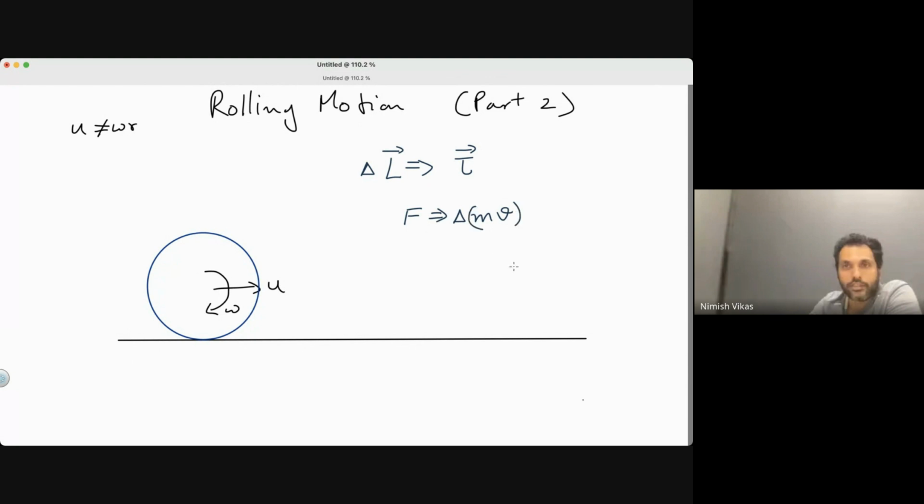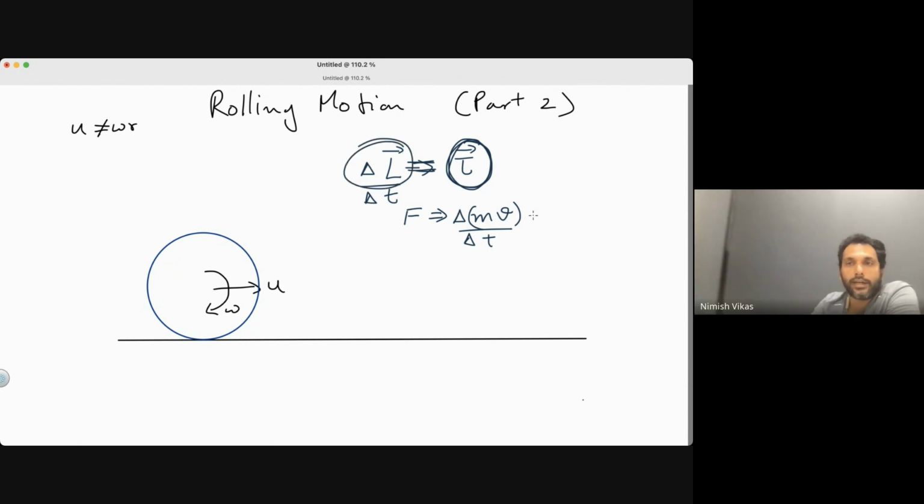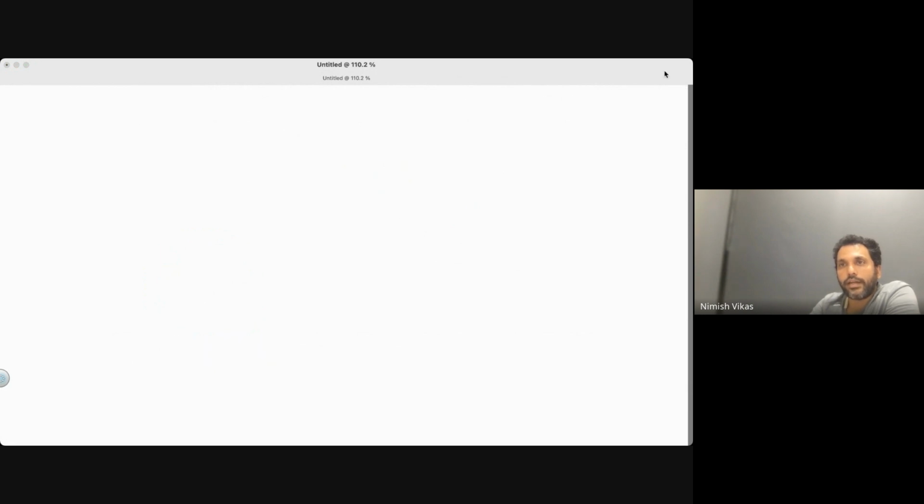And how much is the force? Rate of change of MV, so much divided by delta T. Similarly, torque is rate of change of angular momentum. For conservation of angular momentum, if you can identify that there is no torque, then there is no change in angular momentum. Okay. So I would really like to emphasize one point, which I really liked a lot.